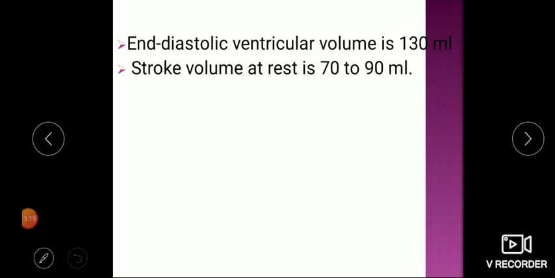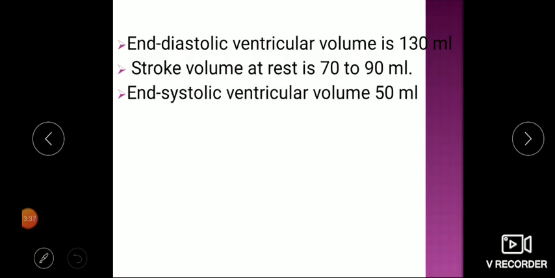After that, the ventricle contracts in a stroke. So whatever amount of blood is pumped by the ventricle during contraction is called the stroke volume. At rest it is around 70 to 90 ml. So during ventricular systole, 70 to 90 ml of blood is pumped from the ventricle to the aorta. It is called the stroke volume. Stroke volume is the amount of blood pumped in a single stroke.